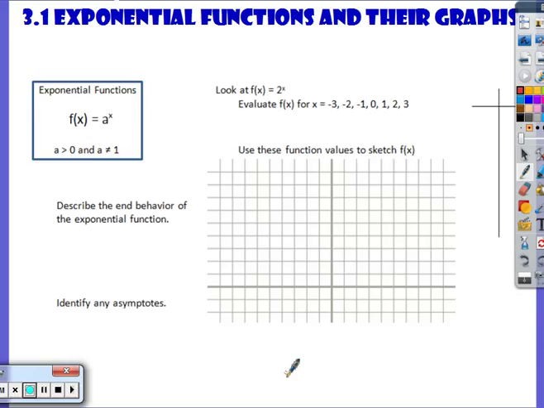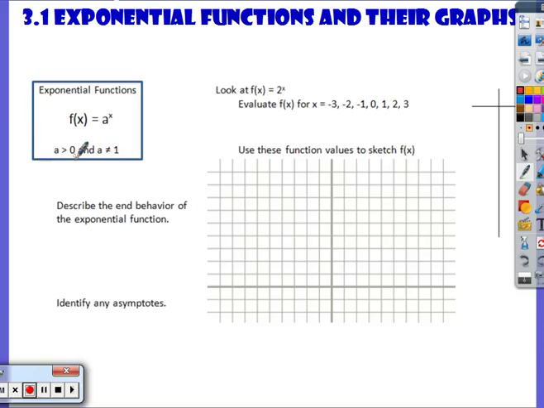I thought it might be nice to start with 2 to the x. And then maybe talk about 3 to the x. Maybe even try a fraction to the x, just for fun. Okay, so on your note sheet, you'll just notice that exponential functions are a to the x.